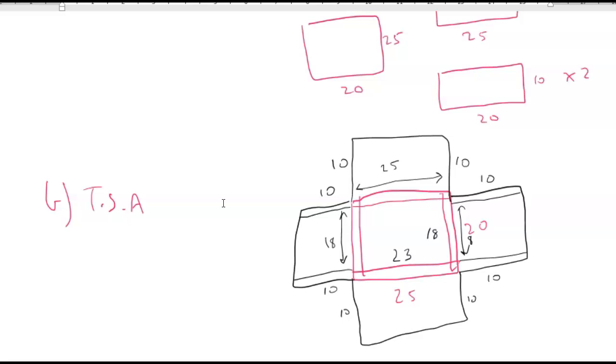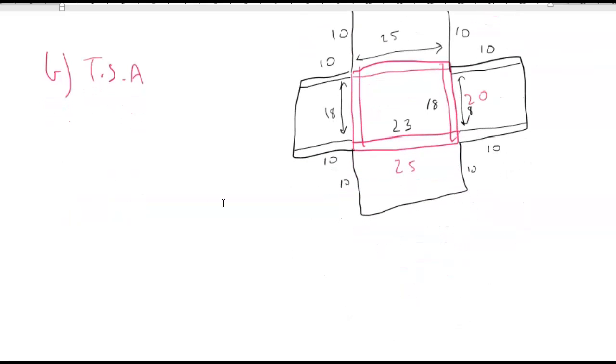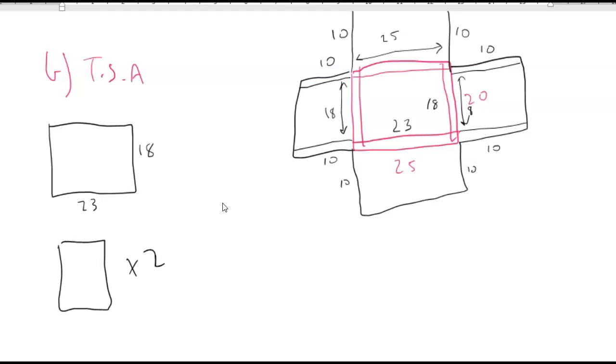So for our 5 rectangles, we've got our base, which is 23 and 18. We have now 2 sides that have reduced to 18 and 10. And the other side stays 25 and 10. So we've got 2 of them. So then you can just add them all together.